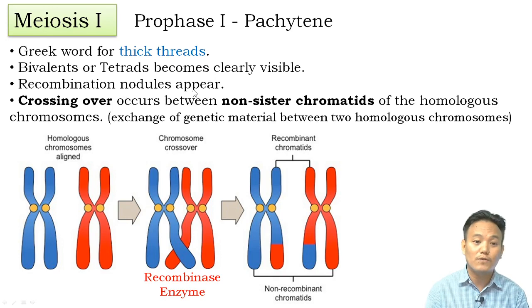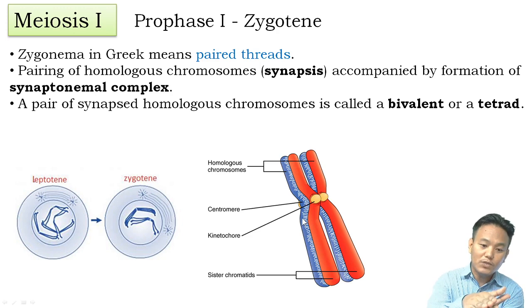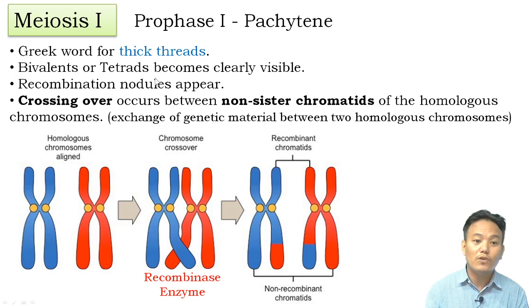And there is a formation of recombination nodules. Now, another important event over here, right? There is formation of recombination nodules, right? These recombination nodules form at the sites where the chromosomes are paired, and at these sites the sister and non-sister chromatids exchange segments. This is called recombination, right? It is also called crossing over. Crossing over occurs between non-sister chromatids of the homologous chromosomes.